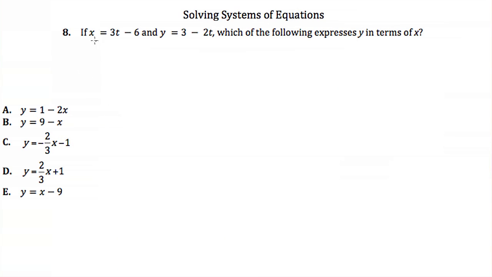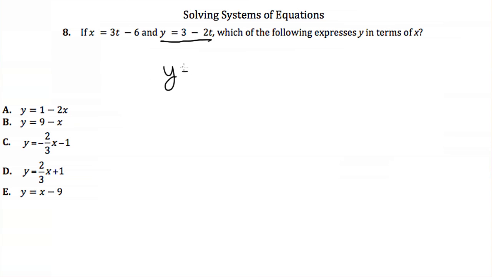Problem 8 asks us, if x is equal to 3t minus 6 and y is equal to 3 minus 2t, which of the following expresses y in terms of x? So we need an equation with just y's and x's. We've got to get rid of these t's. The easiest way to get rid of a t is to solve one of these equations for t and then plug into the other one. So let's take this equation here, y is equal to 3 minus 2t, and solve it for t.